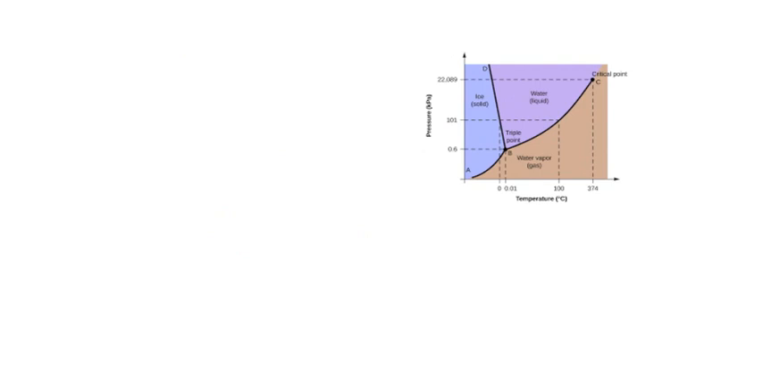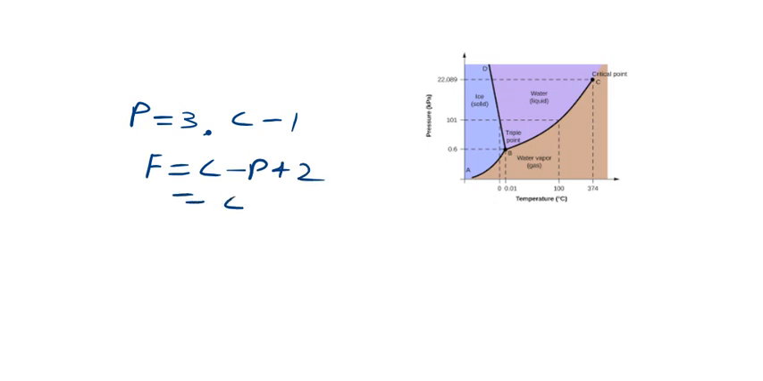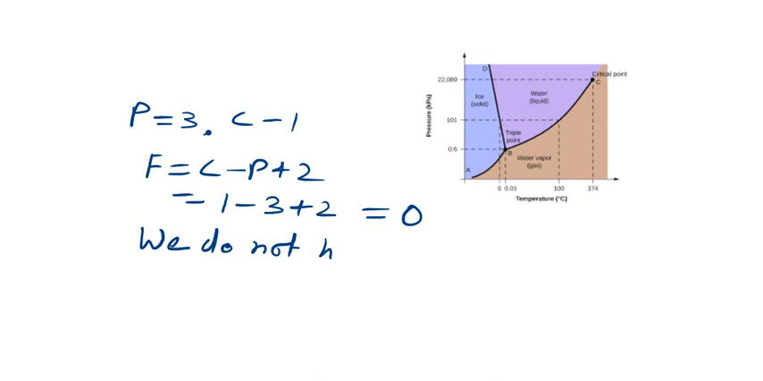Interestingly, on this point, if you put all three phases coexisting and the component is 1, then the phase rule becomes F equals C minus P plus 2, that is 1 minus 3 plus 2, and therefore F becomes 0. What does it mean? That we do not have any degree of freedom.